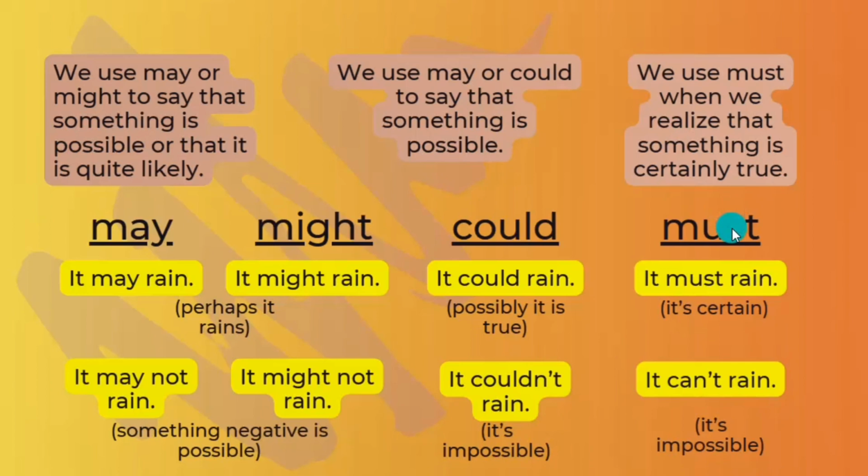Next, we have must. We use must when we realize that something is certainly true. Like it must rain, it's certain. The negative of this will be it can't rain, means it's impossible. For example, if I say she is not picking up the phone, she must be sleeping, right? So if you are certain about something, use must.